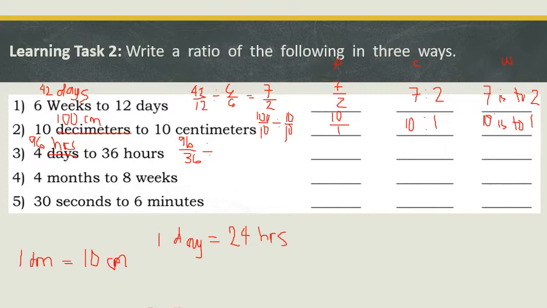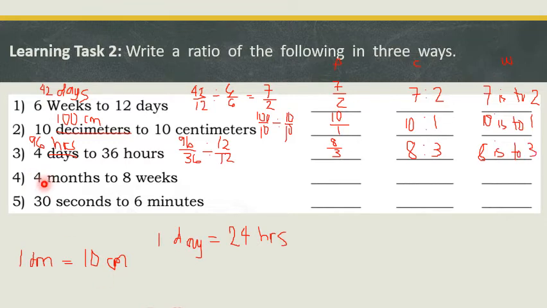So, pwede siyang i-divide sa 12. So, pag dinivide natin sa 12, 96 divided by 12 ay 8. 36 divided by 12 ay 3. So, yun po ang fraction form natin. So, sa column form, magiging 8 is to 3. And sa word form, so lagyan lang natin ng word, is 8 to 3.